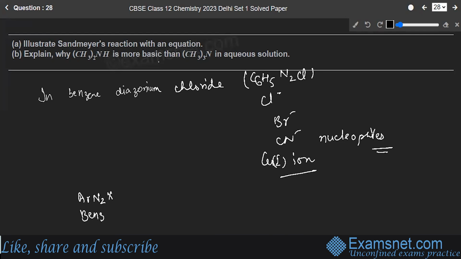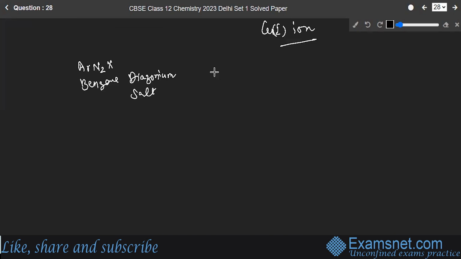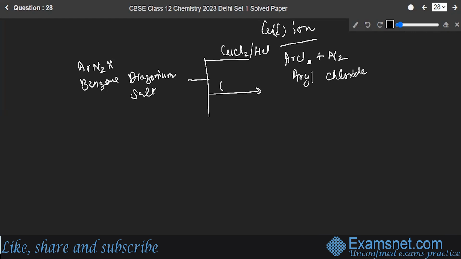It is illustrated such that ArN2X, this is benzene diazonium salt, in the presence of CuCl and HCl gives you ArCl plus nitrogen. This is aryl chloride. In the presence of Cu2Br2, cuprous bromide, and HBr, it gives you ArBr plus N2. This is aryl bromide.